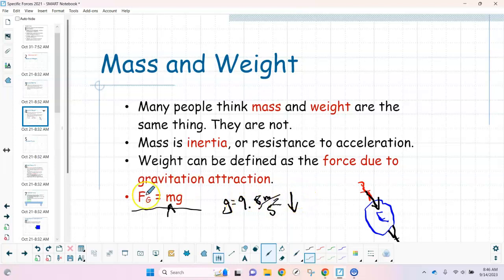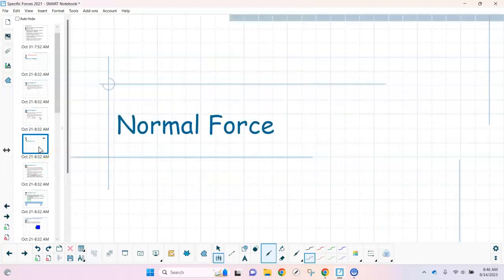The negative means down, and that would always put our direction for gravity in that downward direction. So that's okay. That's one difference between them. We're also going to talk about normal force, and how the gravity force and normal force are influencing each other lots of times.